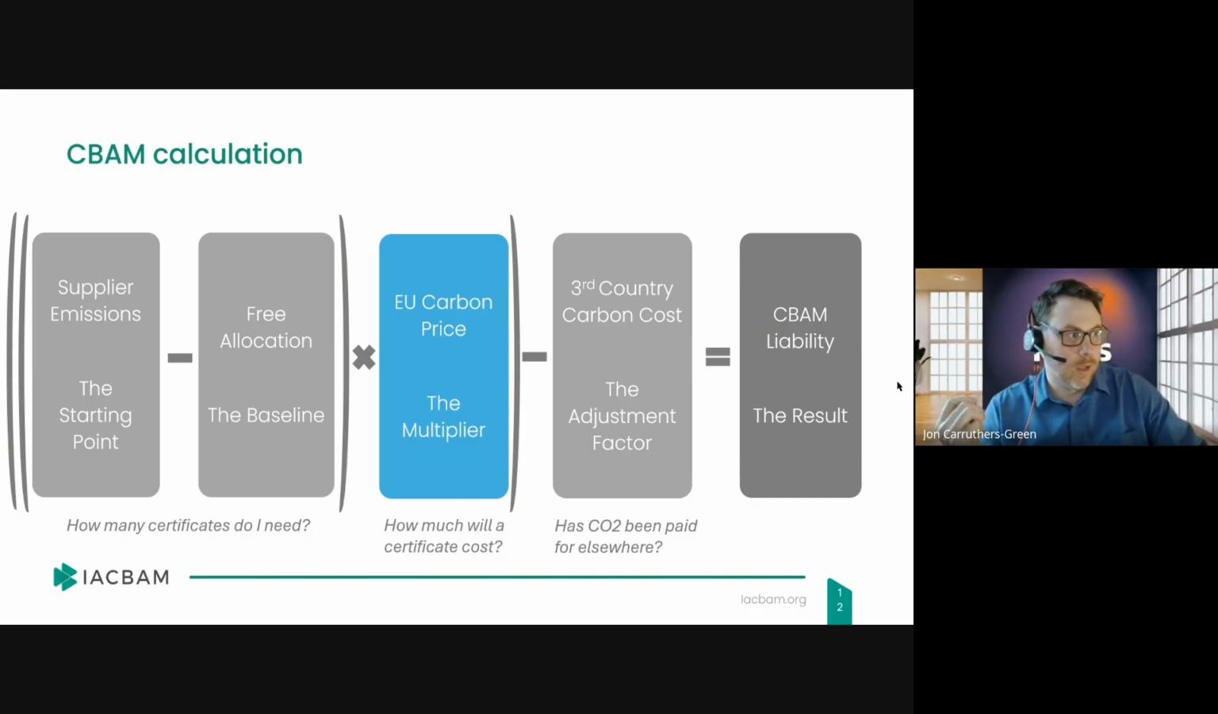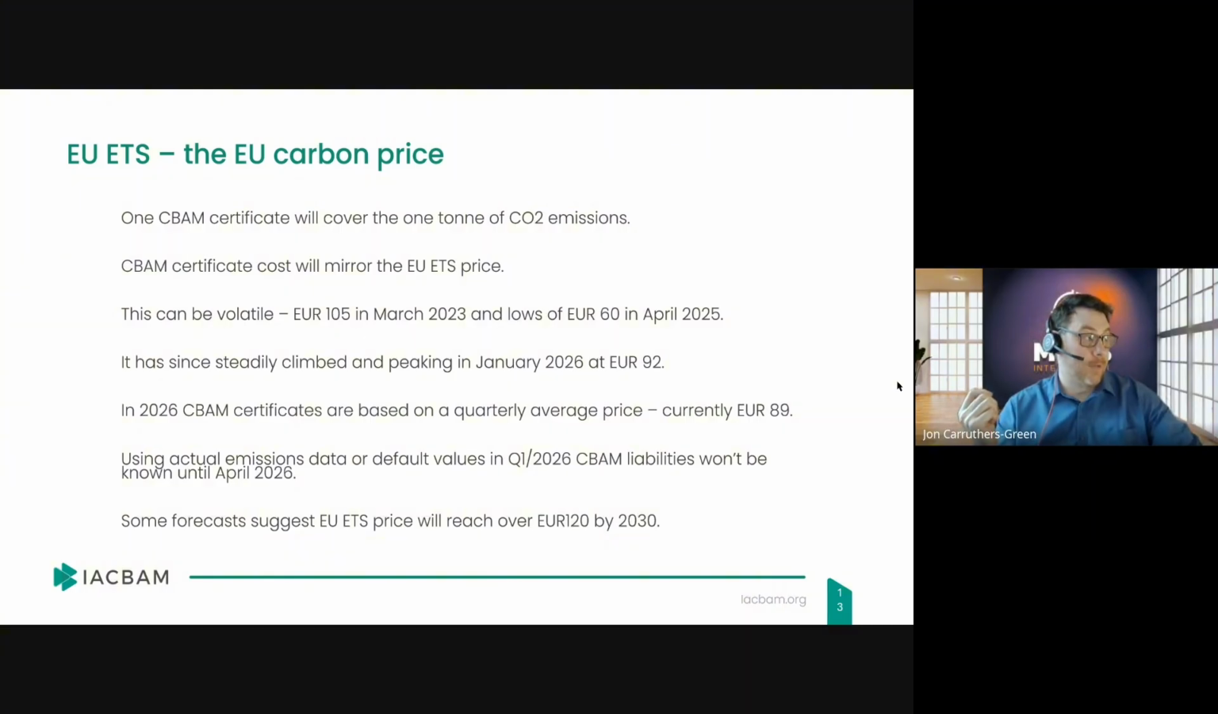So let's have a quick look at the Commission's plan for these prices this year. For the CBAM scheme, you'll be purchasing one CBAM certificate to cover 1 tonne of CO2 emissions. Now, as we're going to see in a little while, for a tonne of steel, there may be several of these certificates that you'll need for each tonne.